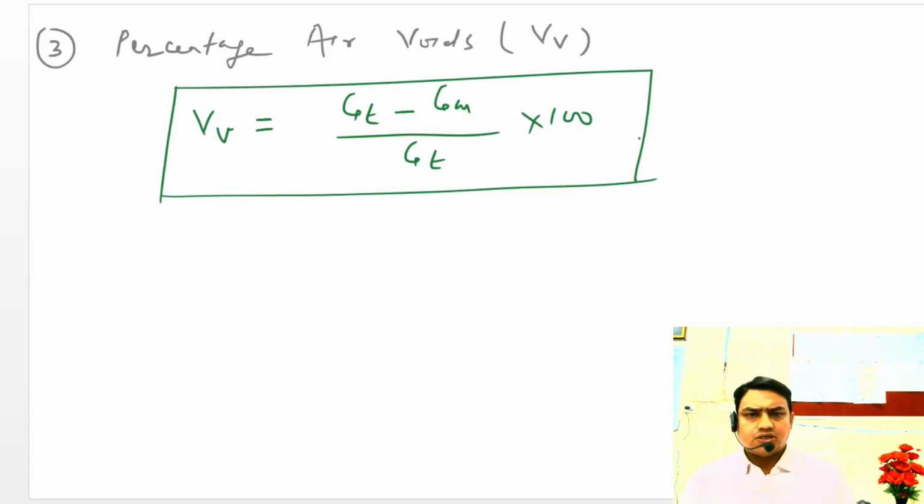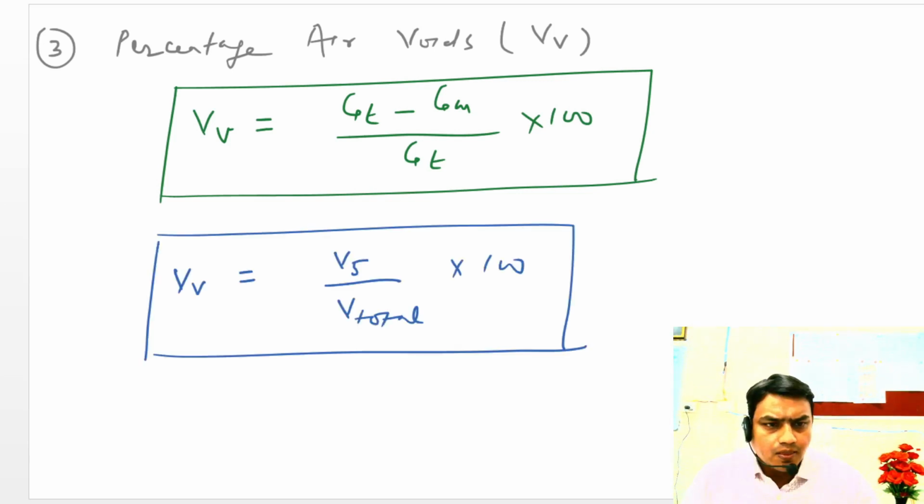So percentage air voids can be computed by this expression. Percentage air voids can also be written in this term: VV is equal to V5 divided by V total into 100, where V1, V2, V3, V4 and V5 are the volume of coarse aggregate, fine aggregate, filler, bitumen, and V5 is the volume of air voids, and V total is the total volume.